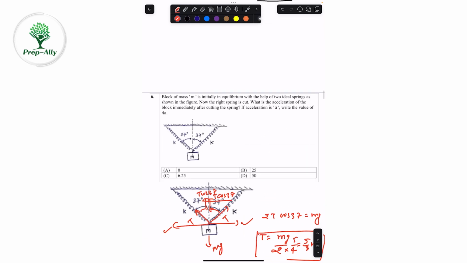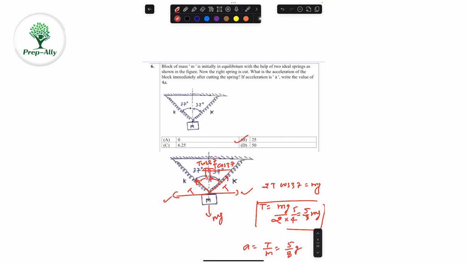That means 4a is equal to 25. We have option number B as 25. So B is the answer, and this is how you can solve these types of questions.